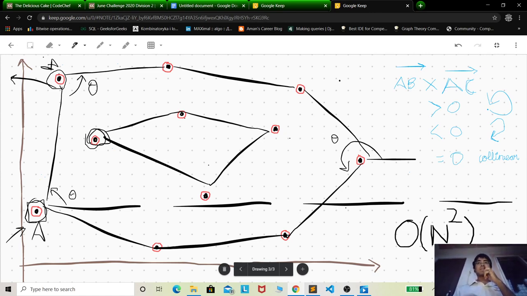So all of us have studied cross product in high school. If there are two line segments AB and AC, the cross product is greater than 0 if it's anti-clockwise, less than 0 if it's clockwise, and 0 if it's collinear.